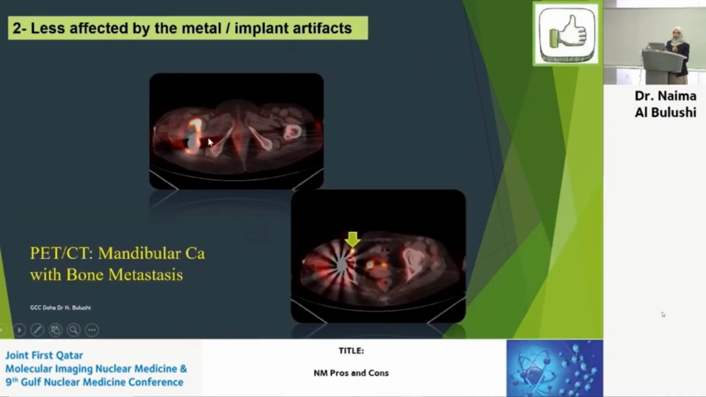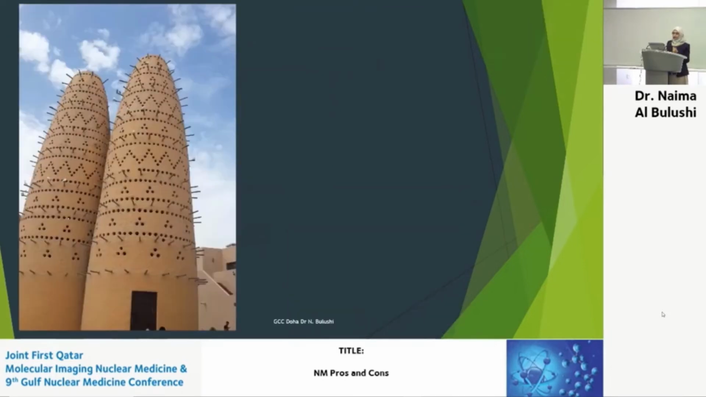This is another example of one of the patients that I've seen with mandibular cancer, bone metastasis, and an implant. And I'm glad I have this picture, because yesterday or the day before I was in Qatar, and I knew that they just lost those two pigeon towers. Those are pigeon towers. They were demolished or something by the heavy rain, so I'm glad I have it documented with me.